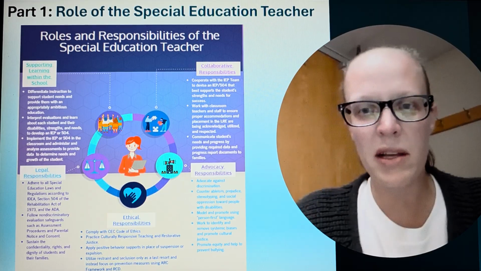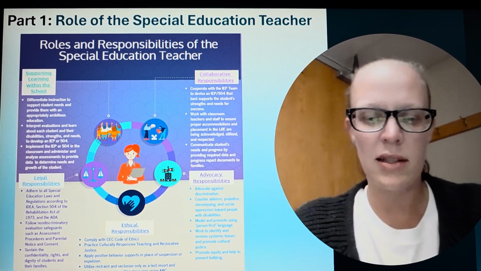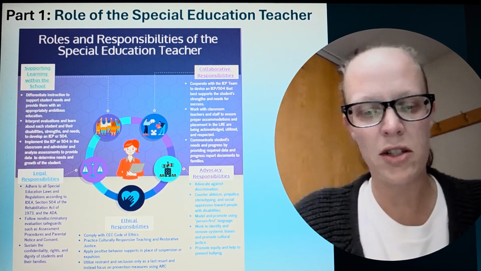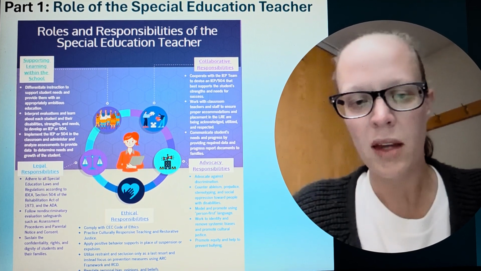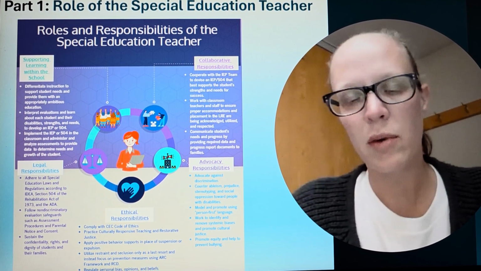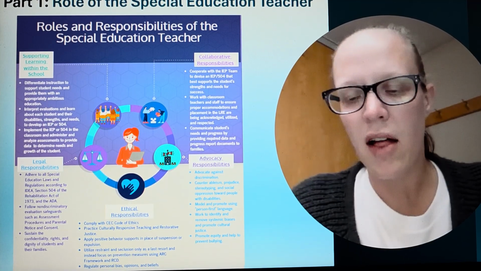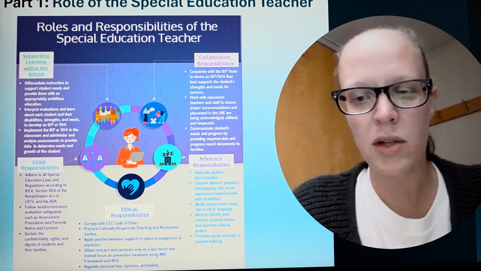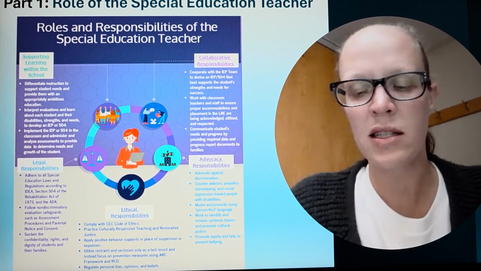And then last is to implement the IEP or 504 in the classroom, as well as analyze assessments to provide the data needed to determine the needs and growth also of the student. The next responsibility we're going to talk about is the collaborative responsibility, and that is to cooperate with the IEP team to devise the IEP or 504 that best supports their strengths and needs.